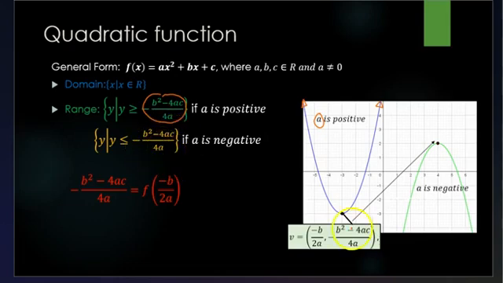Now, what is this negative b over 2a? This negative b over 2a represents the x coordinate of the vertex. So there's an alternate way to solve for the y coordinate. If you want, you can solve for your x coordinate and evaluate that in the function. You should get the same value as this expression.